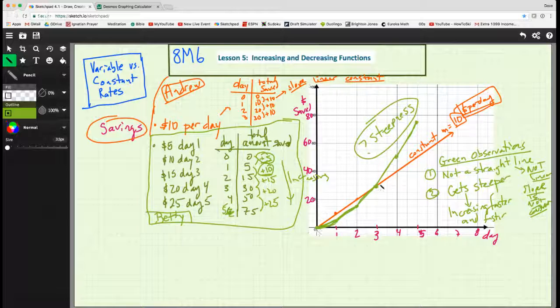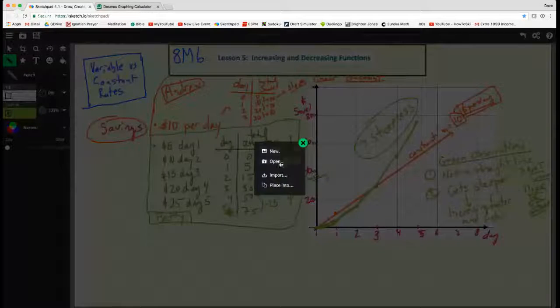We have constant rates and we have non-constant rates. And for non-constant rates, we have to identify whether we're getting steeper or not as steep. And then we can make some determinations about what's going on. This is very important in reading graphs, and especially when you're reading graphs and trying to understand what's going on in the real world. So let's go forward and keep those things in mind.